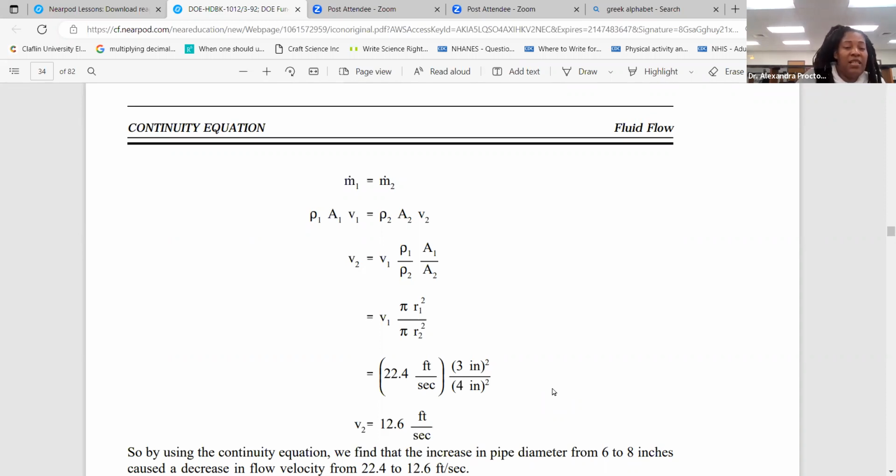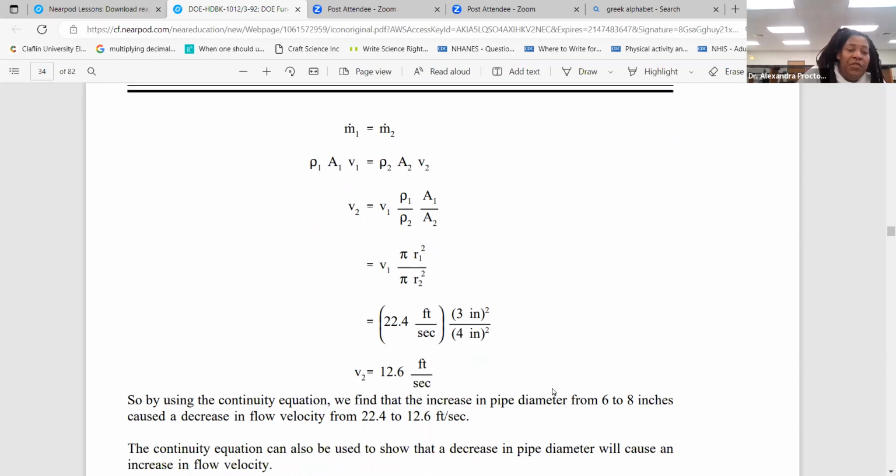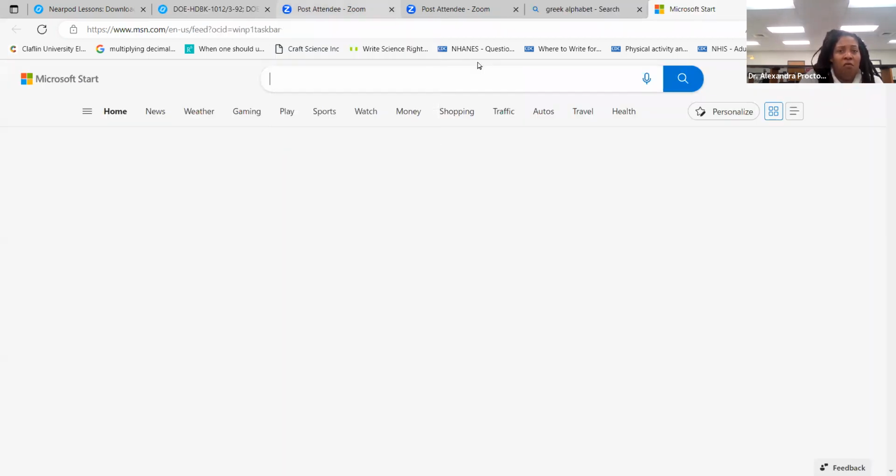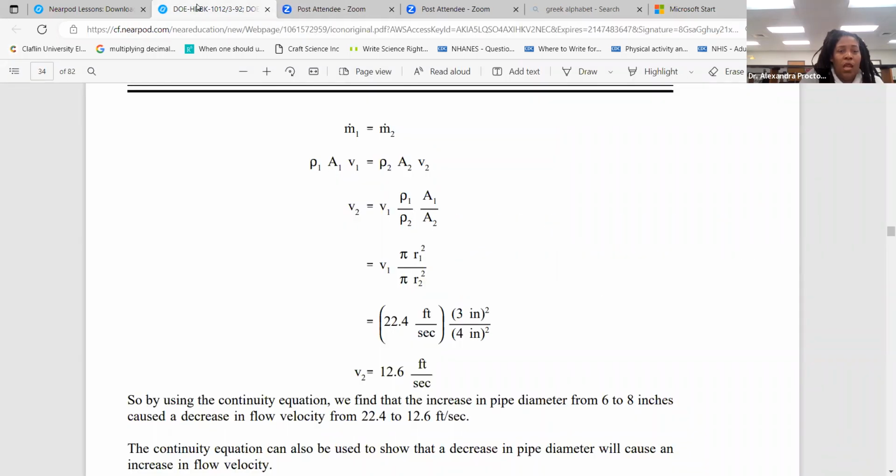So by using the continuity equation, you find that the increase in pipe diameter from 6 to 8 inches caused a decrease in the flow velocity from 22.4 to 12.6 feet per second. So the continuity equation can also be used to show that a decrease in pipe diameter will cause an increase in flow velocity.